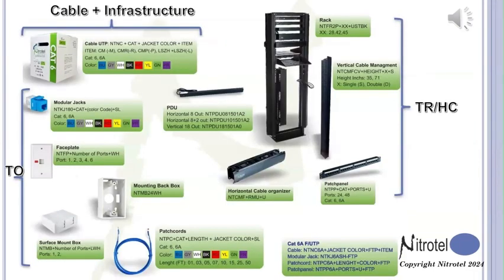Copper structured cabling will consist of multiple components. First of all will be the cable and infrastructure material.